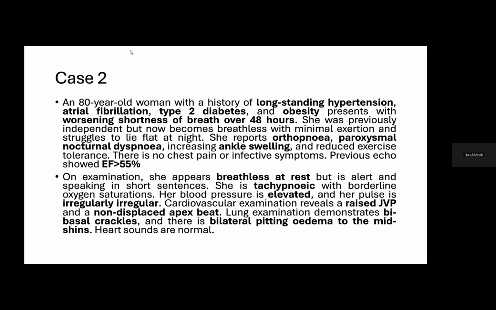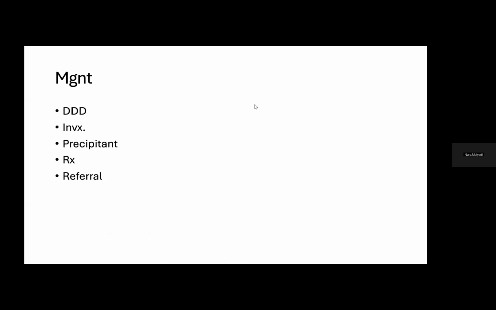Fast AF, PE, decompensated heart failure secondary to fast AF. Any more options? And how would you manage the patient then? Okay, silent infarct.